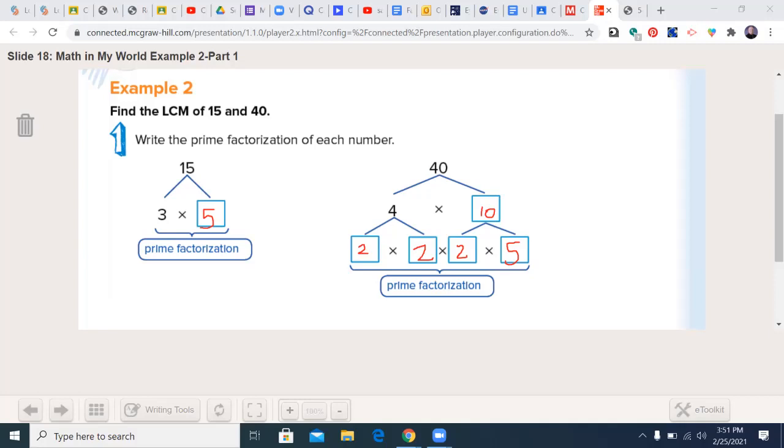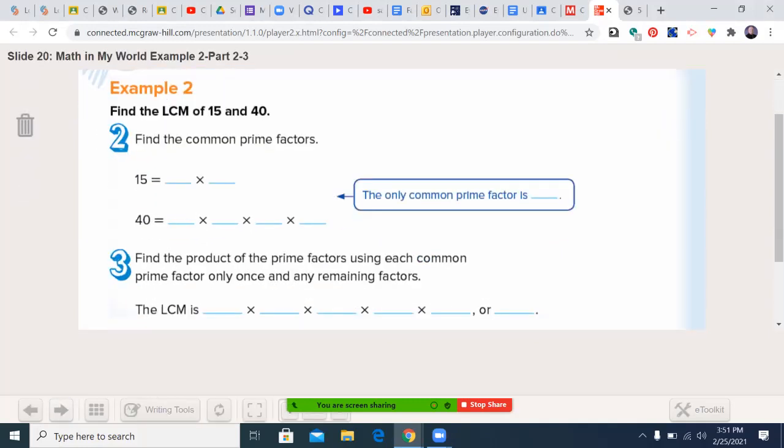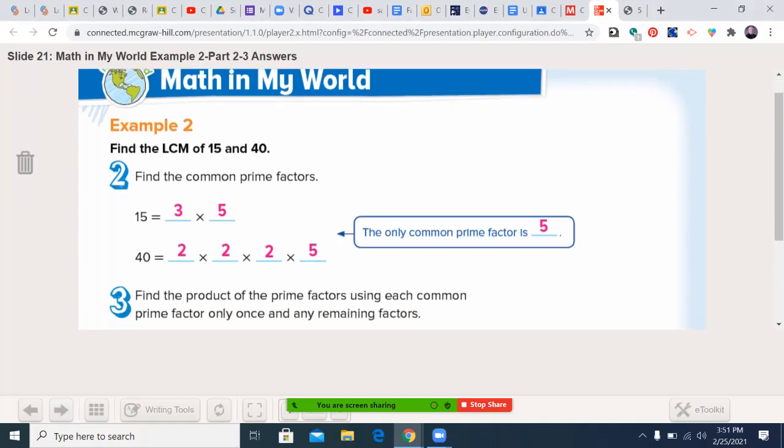All right, I'm going to go ahead and clear that drawing. Let's see what we have there. Now find the common prime factors. And you can see that the only common prime factor was 5. So 5 is going to be in both. So he's got 3 times 5 and 2 times 2 times 2 times 5.